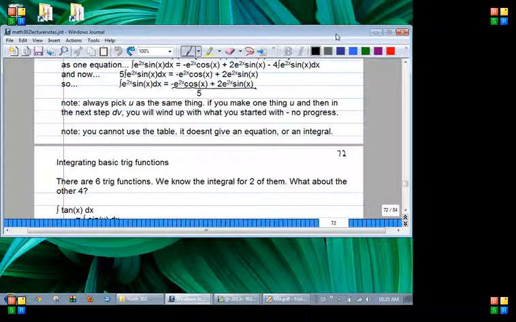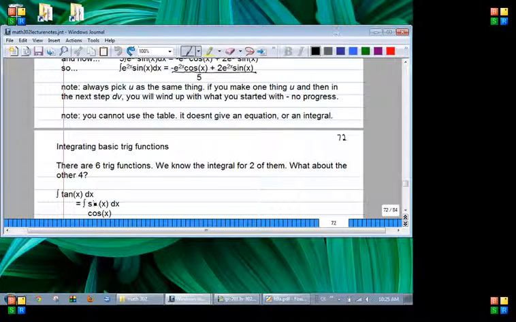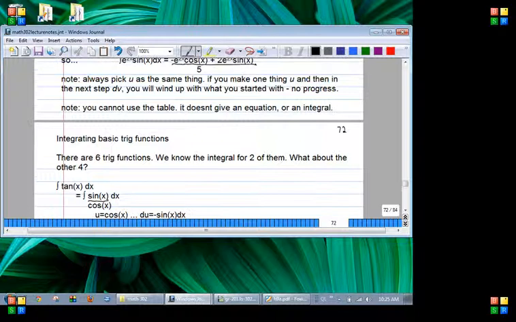So let's start by looking at the integral of tan x dx. So how are we going to do this? Well, very good. Start by rewriting it as sine x over cos x dx. Now here, do you see any way that we could do this integral? Yeah. It's now just a very simple u sub.